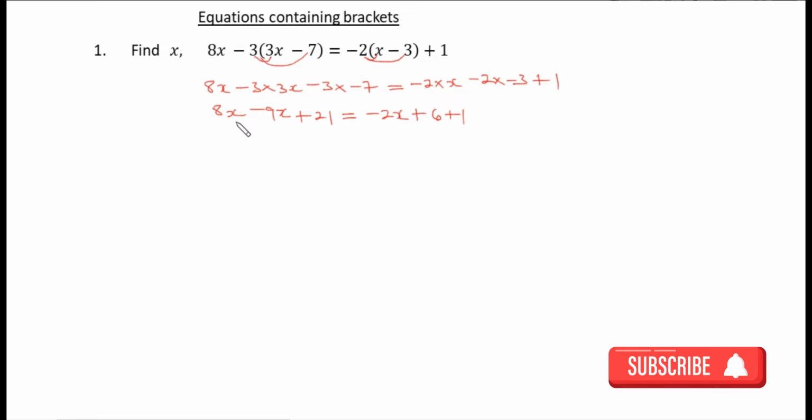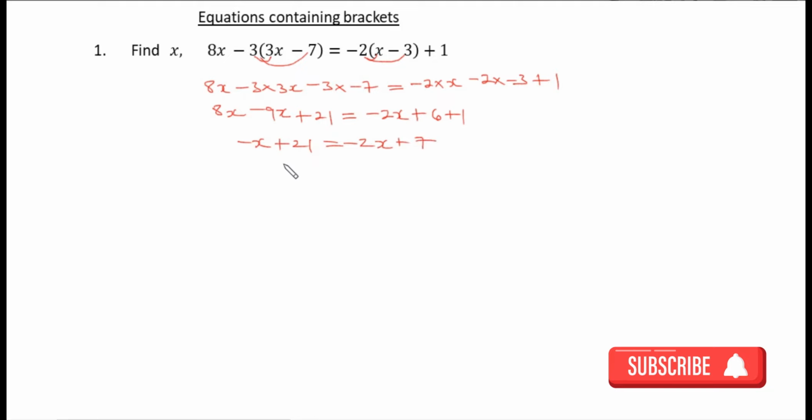So let's come. We subtract. We take the sign of the bigger term. So here 8x minus 9x gives you negative x. Remember, 9x here is the bigger term and its sign is negative. So you subtract and take the sign of the bigger term. So minus x plus 21. And then we have here minus 2x, plus 6 plus 1 gives you plus 7.